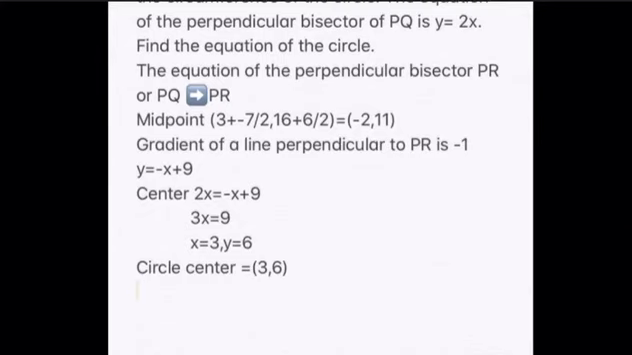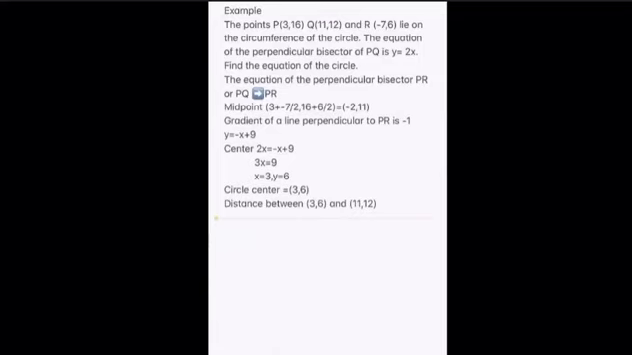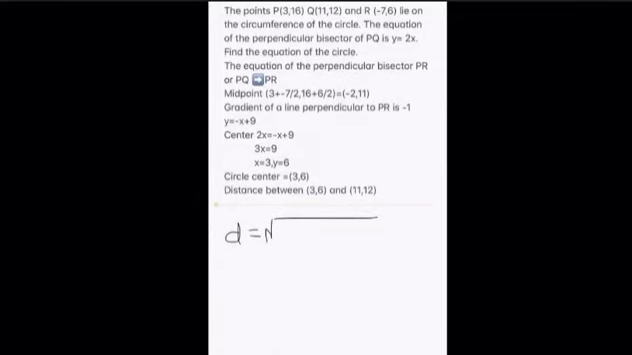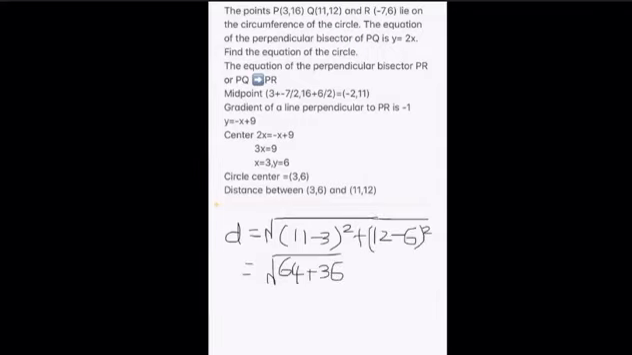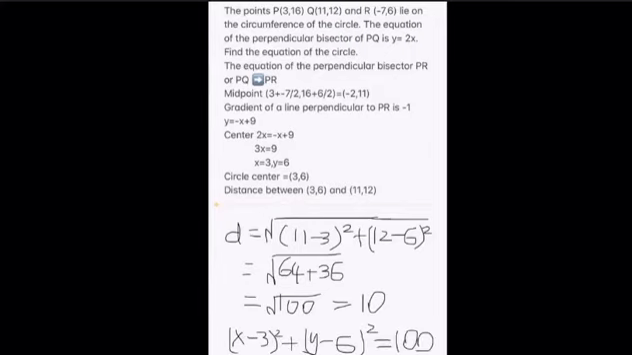Now we know the center of the circle, and the last thing that we're missing is the length of its radius. So we will find the distance between the center of the circle, (3, 6), and (11, 12); any of the points P, Q, R would be fine. So the square root of (11 minus 3) squared, which is 64, plus (12 minus 6) squared, which is 36, and we get that the distance is 10. Therefore, the equation of the circle is (x minus 3) squared plus (y minus 6) squared equals 100.